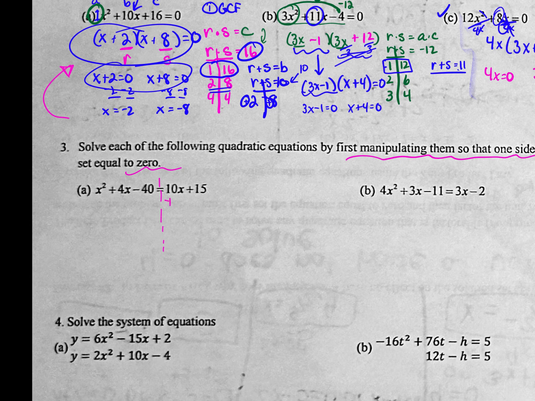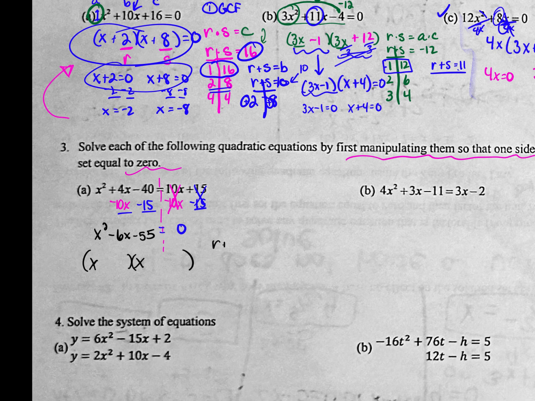Okay, so like this one, my first step would be, hey, I've got to get the 10x away from this side, so I'd make that 0. And while I'm doing that, I might as well get rid of this 15 as well. And so this right side is 0. The left side is now x squared minus 6x minus 55. And then you'd go about your business of trying to factor that.